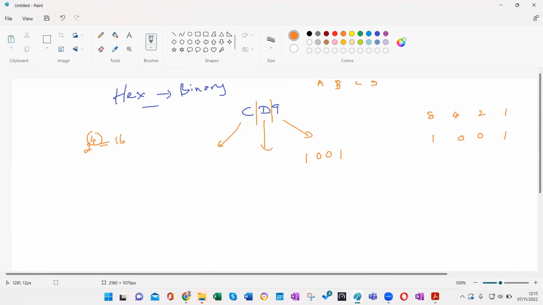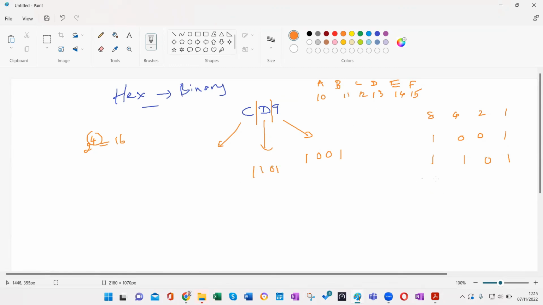A, B, C, D, E, F. I used to write like this: 10, 11, 12, 13, 14, 15. Okay, so D is 13. So 13, how do you put it? 1 8, 1 4, that's 12, and 1 1, that's 13. So 1 1 0 1.